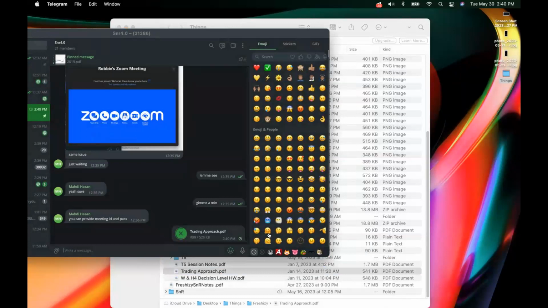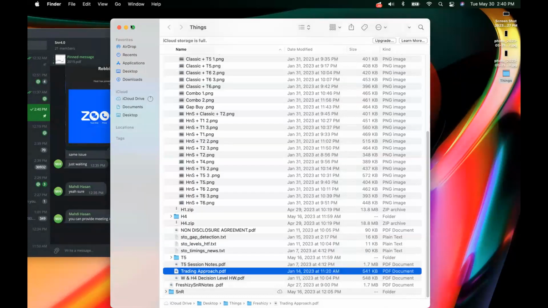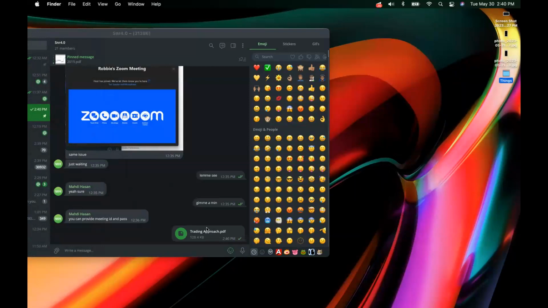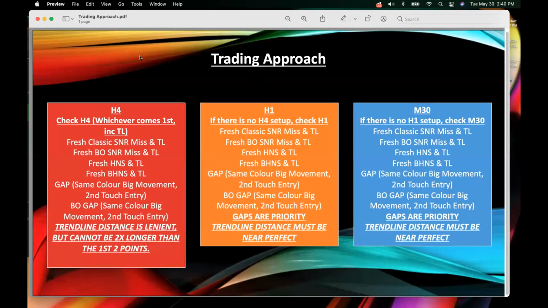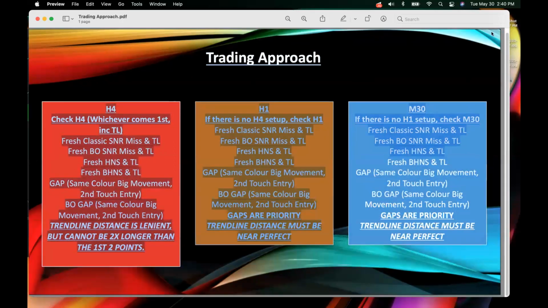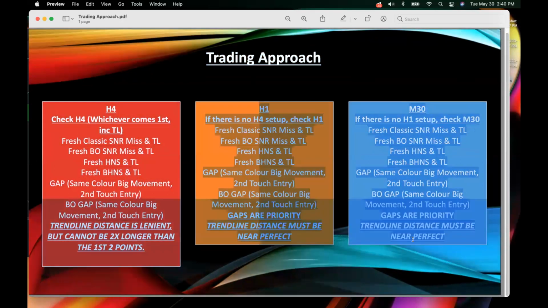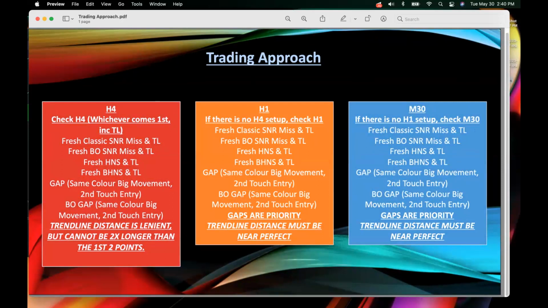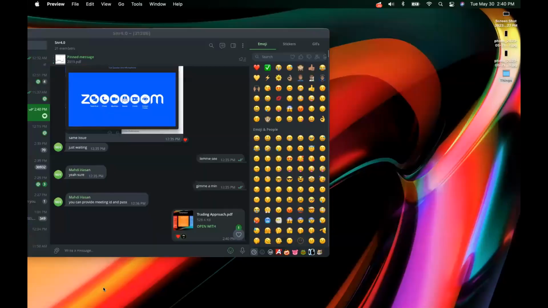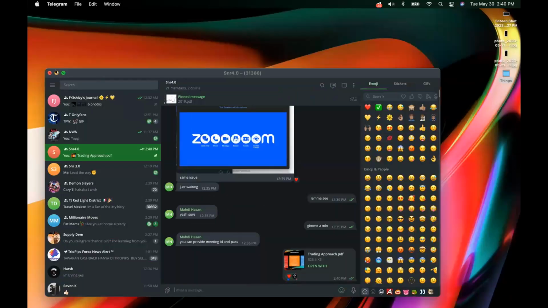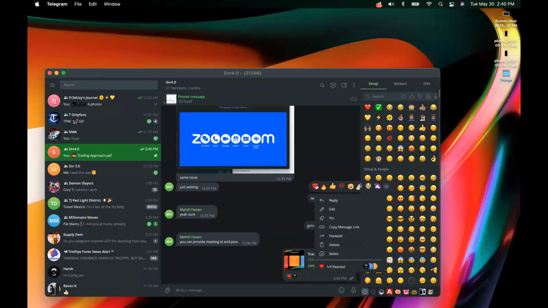This is the trading approach. You could use it as your wallpaper, however you want. But this is going to be kind of like your standard operating procedure. MTF, we're going to go over this, but just check it out, get familiar with it, and in next classes, this is what we're going to be using. Yeah, I'm going to pin this actually.